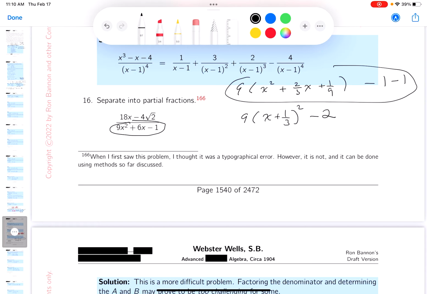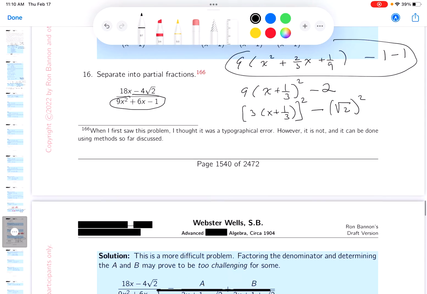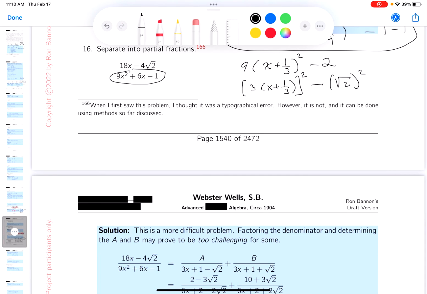And then what I notice is a difference of perfect squares. I'll write that down for you. This is 3x plus 1/3 squared minus the square root of 2 squared. So it's a difference of perfect squares. Let's write this down then. What's it going to be? 3x plus 1/3 minus root 2, and then 3x plus 1/3 plus root 2.